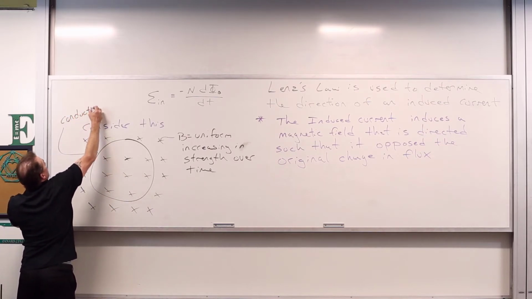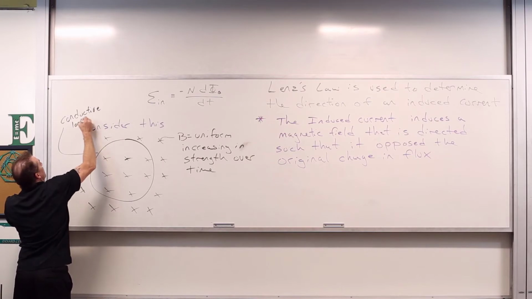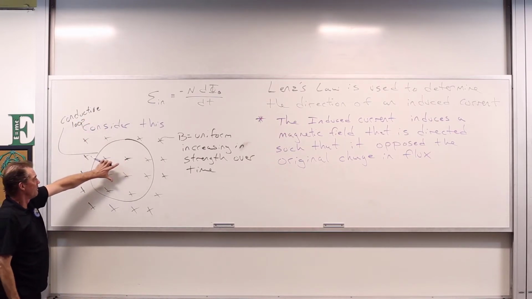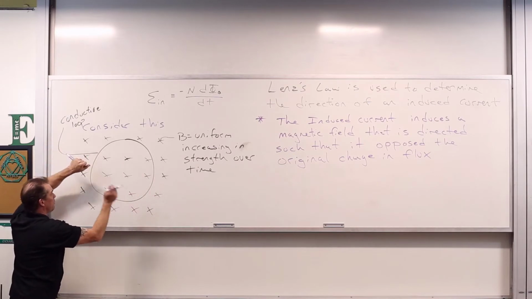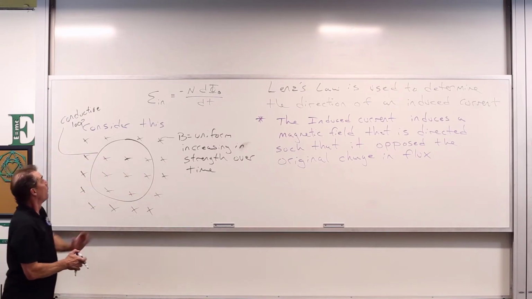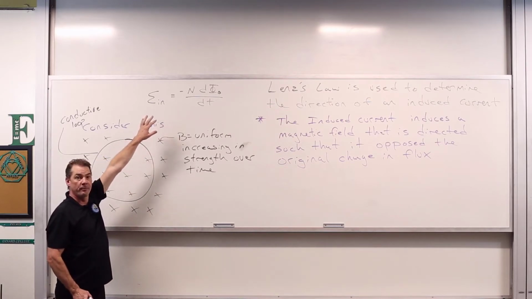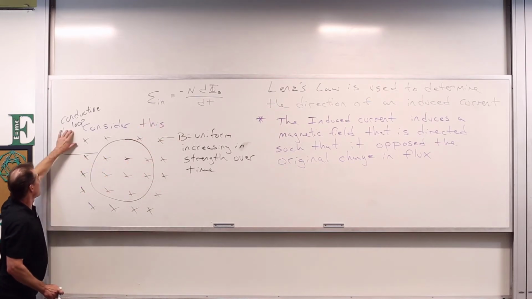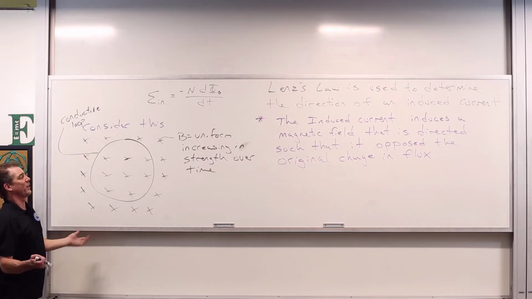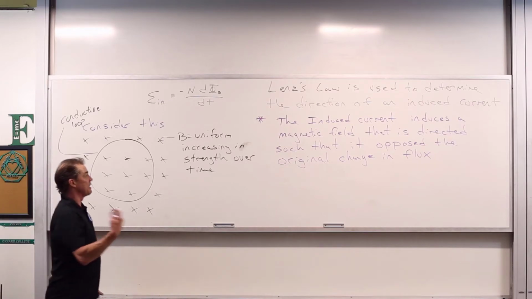conductive loop, we will have a change in magnetic flux, right? We have the area enclosed by the loop, we have a change in magnetic field, we have a change in magnetic field flux, which will induce an EMF, which will then, since it's a conductive loop that's closed, induce a current. What we really want to figure out is what is the direction of that current? And that's where we utilize Lenz's law.